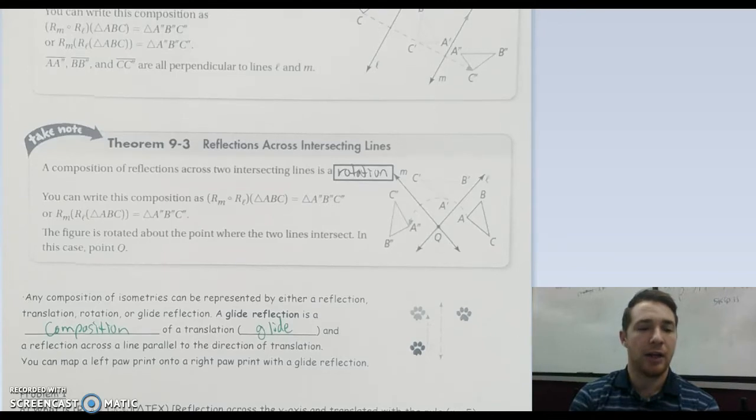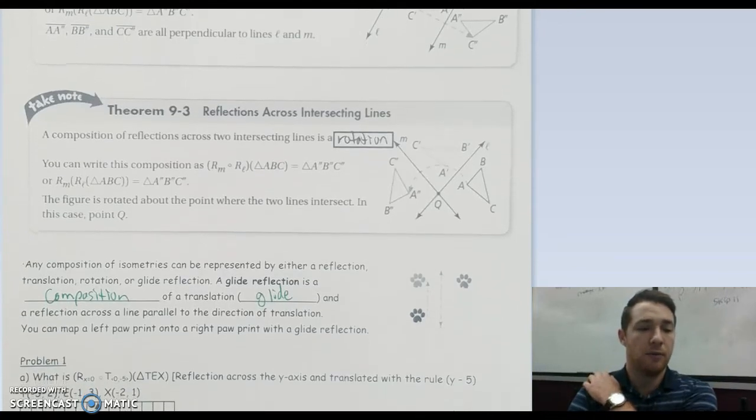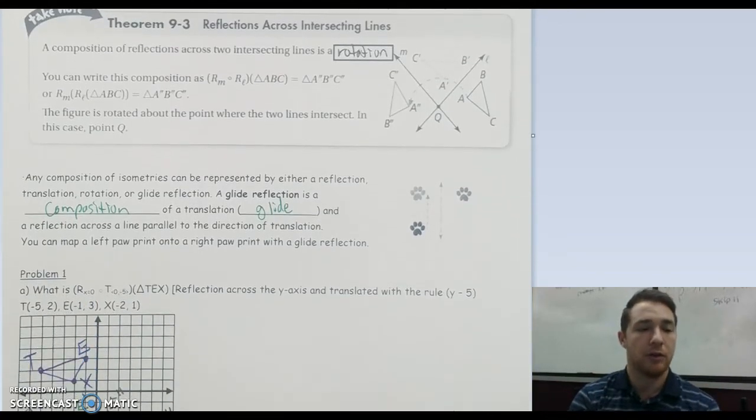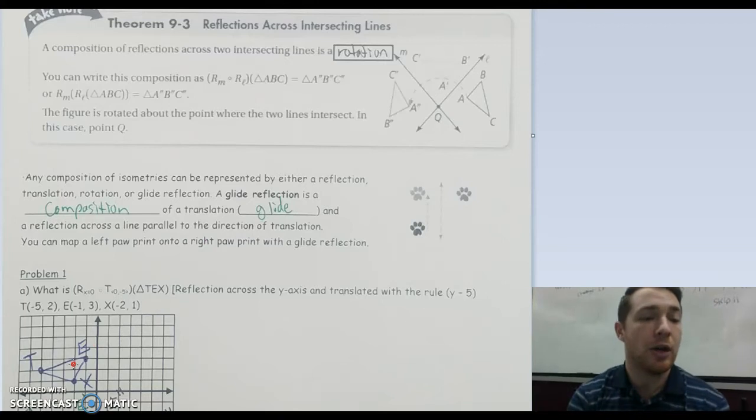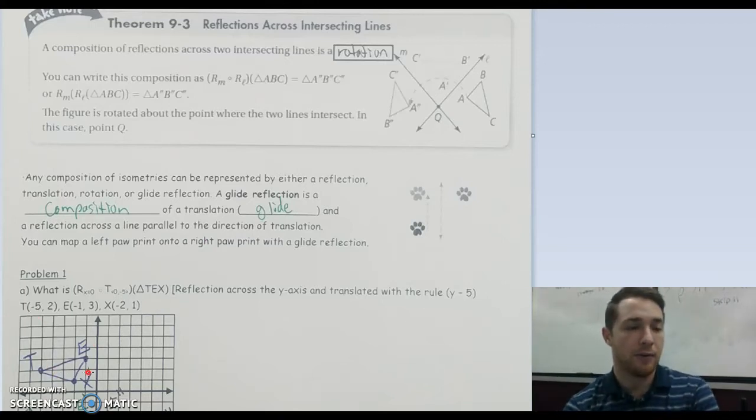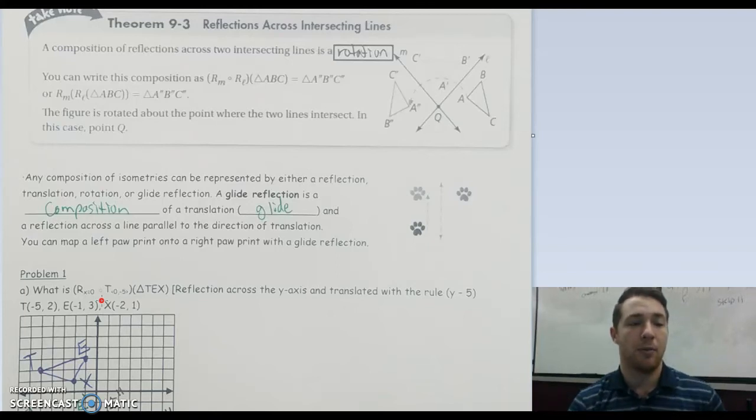So we're going to be practicing making a couple of rigid motions at once. This looks like a reflection after a translation of triangle TEX. First thing you want to do is put those coordinates in: (-5, 2), (-1, 3), and (-2, 1). So T, E, and X, we have that triangle in the second quadrant. And it doesn't actually matter which order you do these in. If you're going from start to finish, you're going to end up the same way.